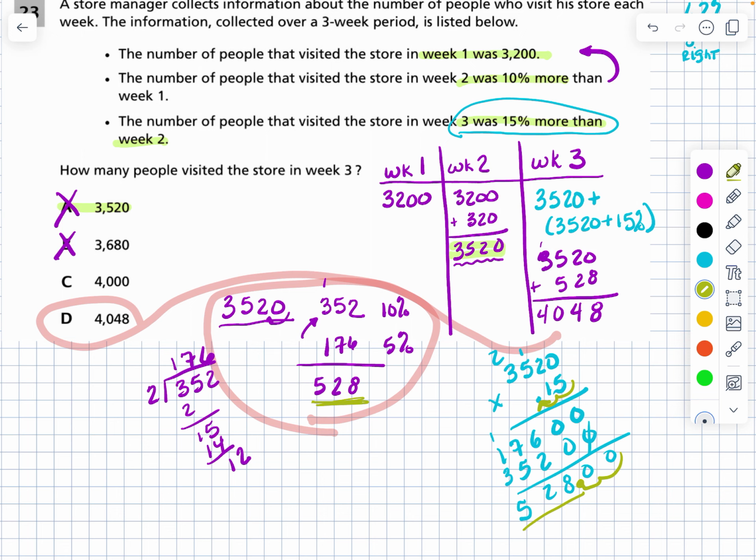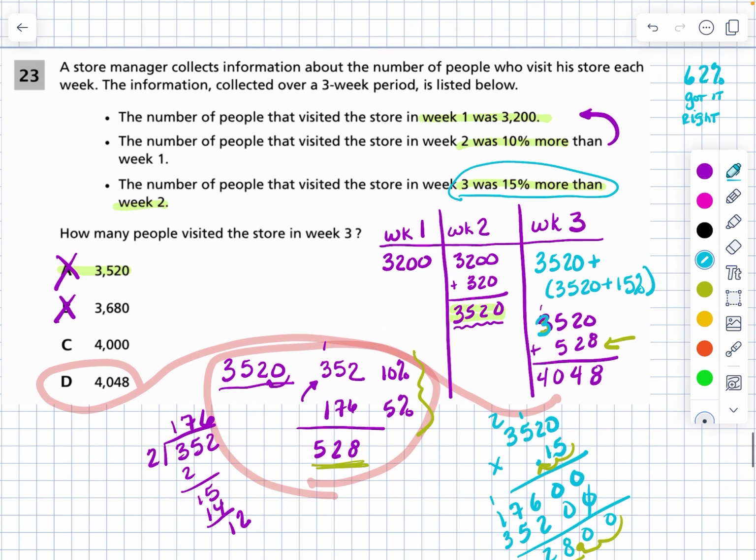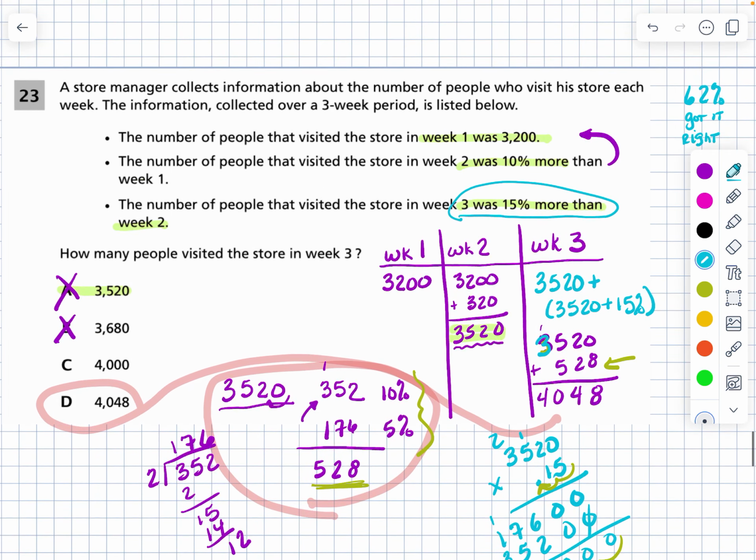All right, so whether you can multiply it out or you can figure it out in pieces. Either way, you get the same number here that you add to 3,520. So now we got 4,048. So I hope this helps.